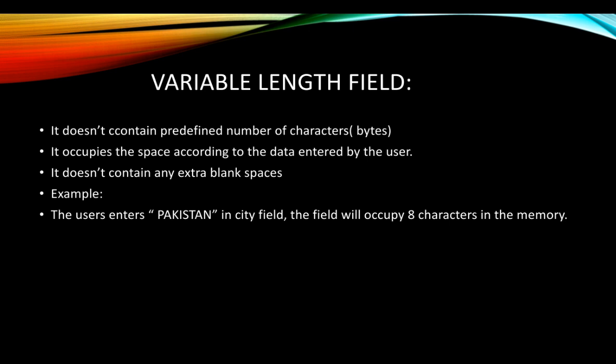Suppose the user enters Pakistan in the city field. The field will occupy 8 characters in memory. The field will occupy 4 characters if the user enters Iran. So it means it will occupy space according to the data entered by the user, so there is no wastage of storage space. So this is the variable length field that varies according to the data entered by the user.